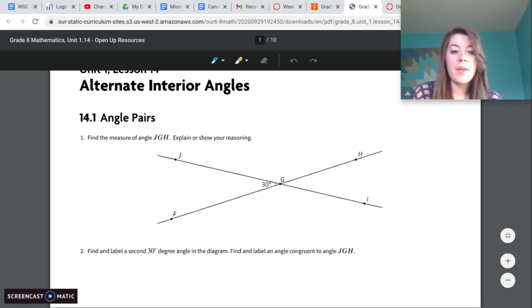So what we have here are angle pairs. We want to find the measure of angle JGH and explain or show our reasoning. So JGH is this angle right here. So we need to find the measure of that.